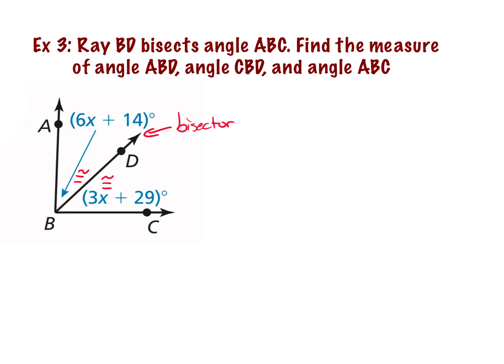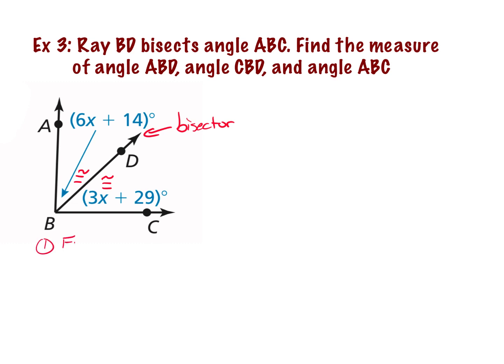Did they give me the degree of the large angle? No. So I can't just say this one plus this one equals this, because I don't have anything to set it equal to. So you have to figure out those two and then add them together to figure out what it is. And if we know that these are equal, we can put them equal to each other, right? Because 6x plus 14 equals 3x plus 29. So that's how we're going to set it up with the equation.